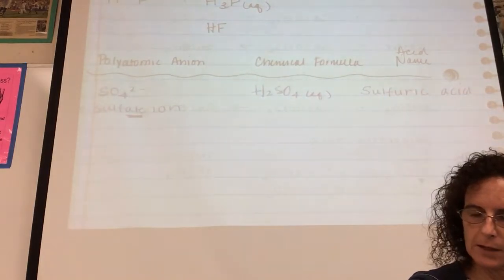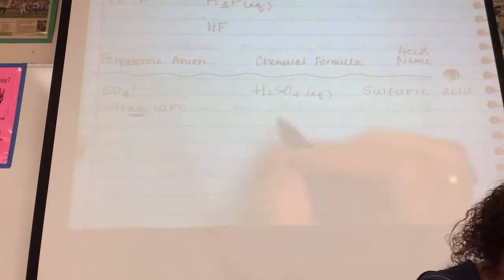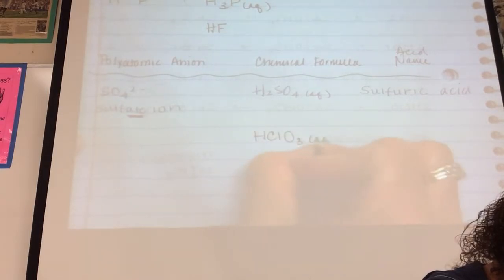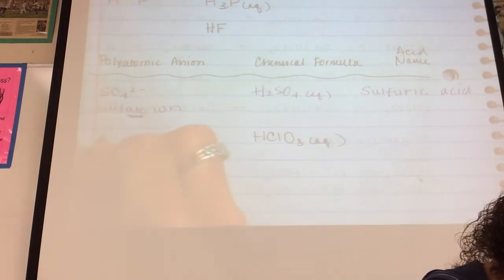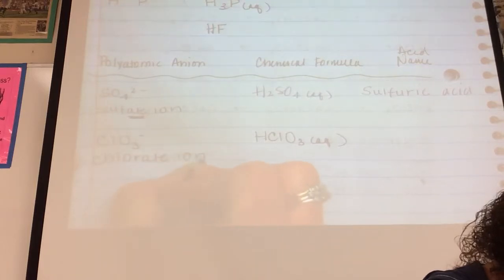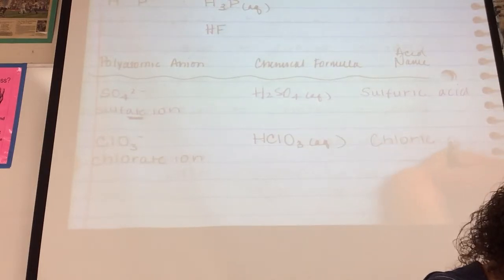Let's do a few of these. The next one is HClO3. My anion is ClO3 1-, which is a chlorate ion. And this is chloric acid.